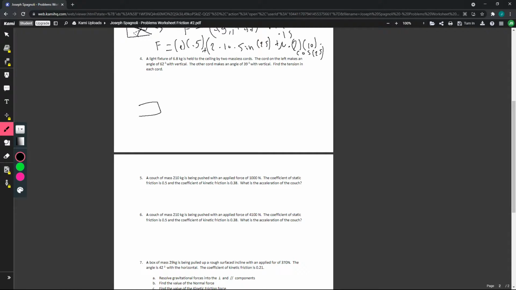So we're just going to draw a square. Let's pretend it's a light fixture. And we have 2 cords, I think they said. Yeah, 2 cords held up on the ceiling. So we could draw this as a vector. We have force of gravity going down, and we have a tension of these 2 cords.